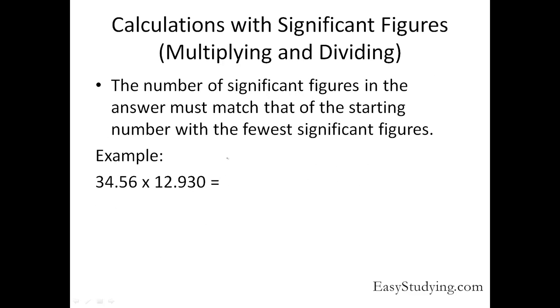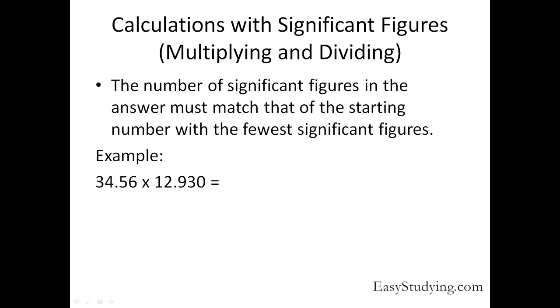So, calculation of significant figures. We will talk first about multiplying and dividing. The next slide will show us adding and subtracting. So, in multiplying and dividing, the number of significant figures in the answer must match the starting number with the fewest significant figures. This will make more sense in the example problem that I'm about to do.